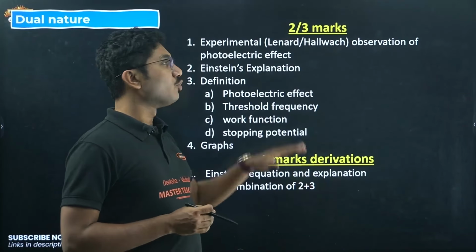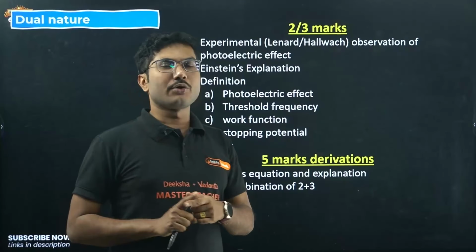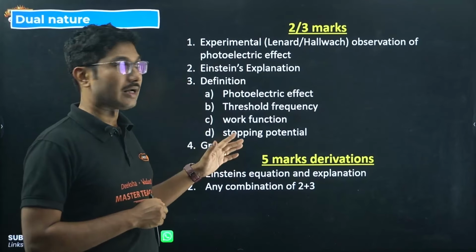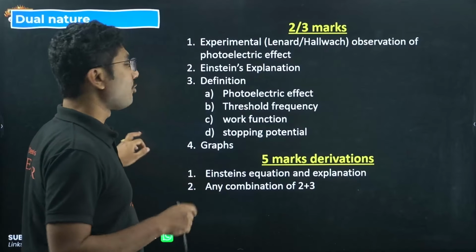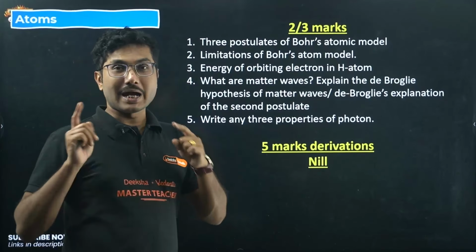Any combination of 2 plus 3 can be asked as a 5-marker question, and this is possible in your FA2 exam because there are not many chapters available. So from this chapter you can expect a 5-marker question as well. Possible, it is highly possible, not compulsory but highly possible.